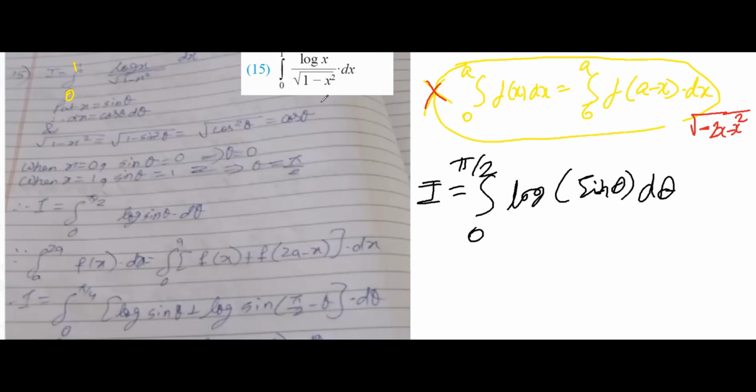The second approach is, this is a rational function of the form p of x upon q of x, where p of x is log of x, and q of x is square root of 1 minus x square. So what you will observe here is that square root of 1 minus x square is there.